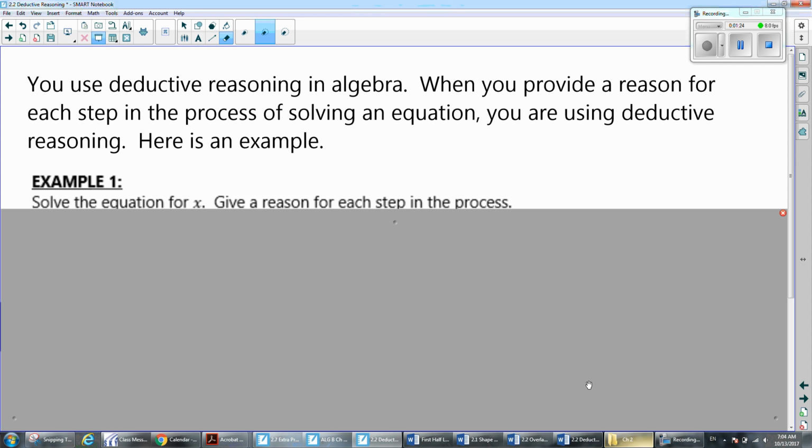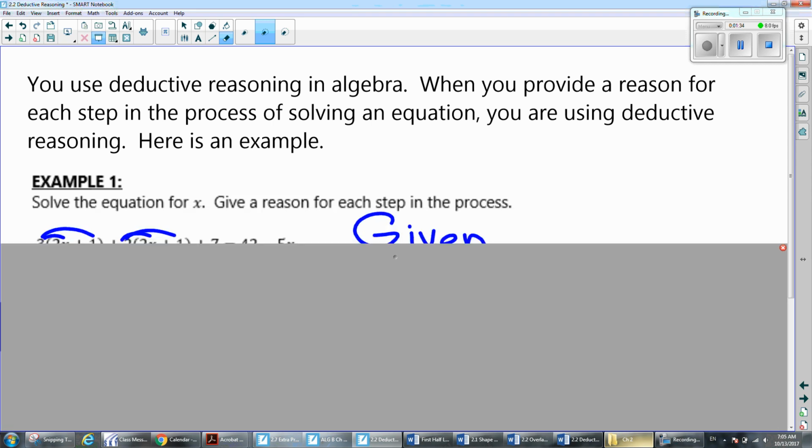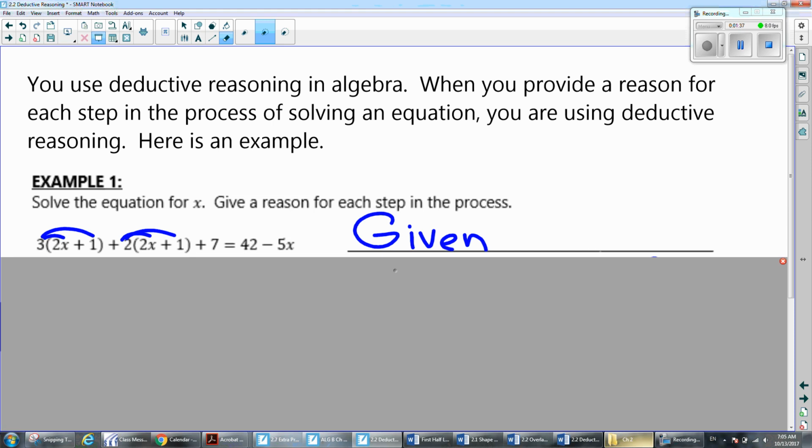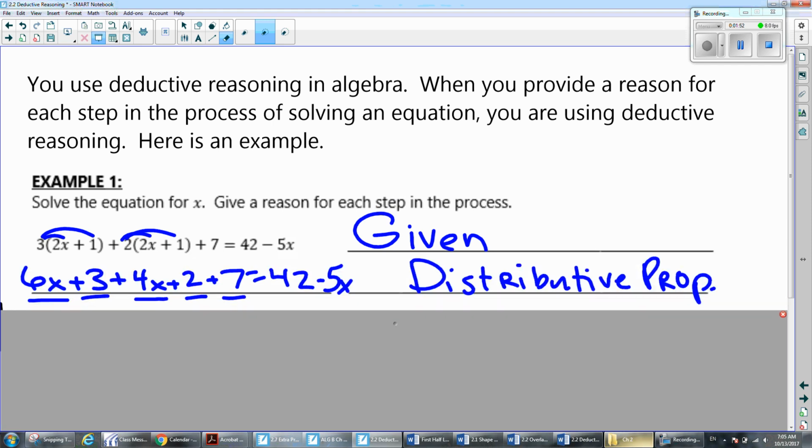Here's an example. If we wanted to solve this equation for x, we'll give a reason for each step in the process. So here's our equation: 3 times the quantity 2x plus 1 plus 2 times the quantity 2x plus 1 plus 7 equals 42 minus 5x. So that was given to us. Then we would know to solve this for x, we would have to distribute. So when we distribute, we get 6x plus 3 plus 4x plus 2 plus 7 equals 42 minus 5x.